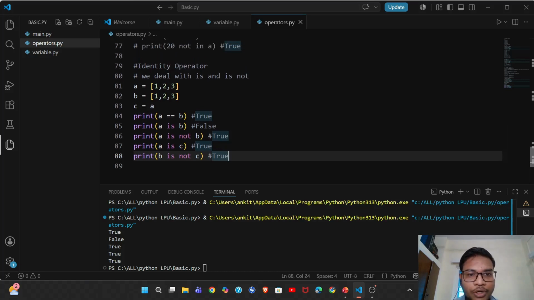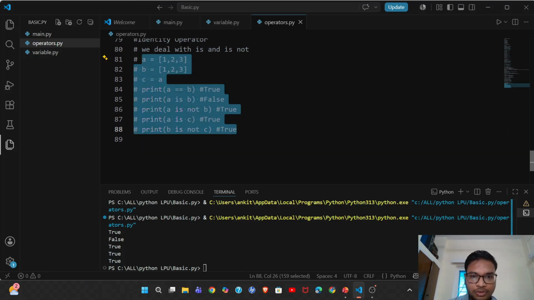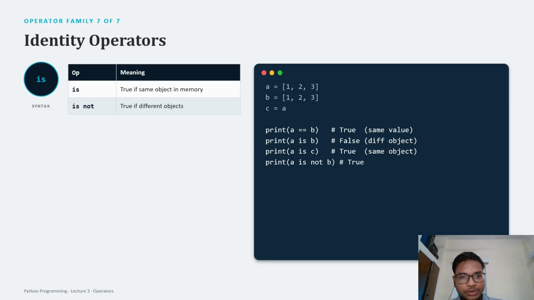So this is all about our identity operator, and this is our last operator in today's class. So just comment and let's go back to the PPT. This is all about the lists A and B and all the things we have here. Print this one, this one, this one, and print A is not equal to B. So all these things are clear.